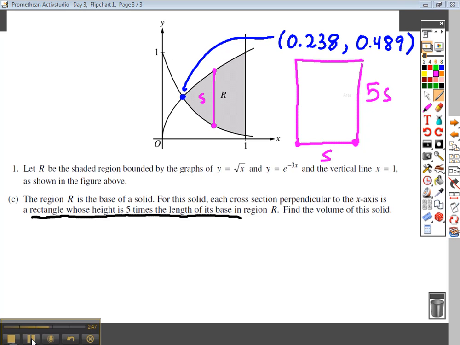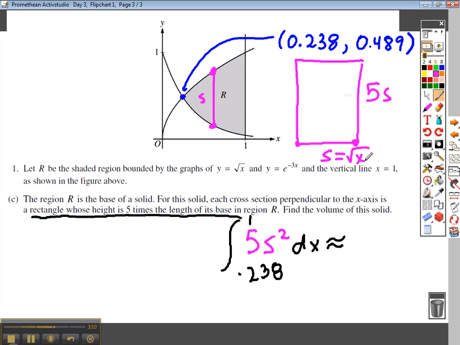So we've got to find the volume. What we're going to do is find the area, which is base times height. That's going to be s times 5s, so 5s squared. And we will add up all the little rectangles, dx from 0.238 to 1. Actually, let's find s first. S is top minus bottom. Top is square root of x. Bottom is e to the negative 3x. The calculator says it's about 1.554.